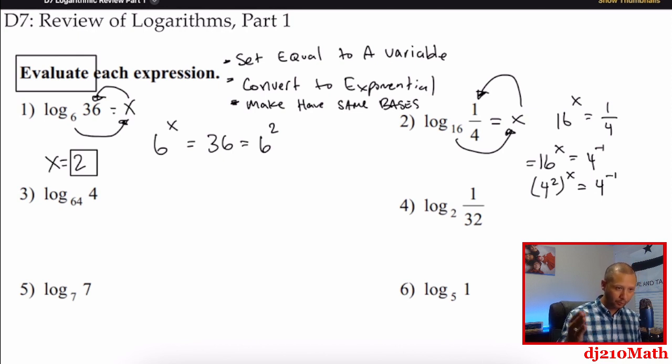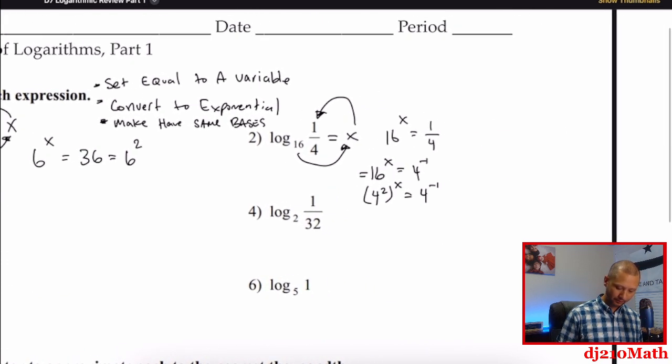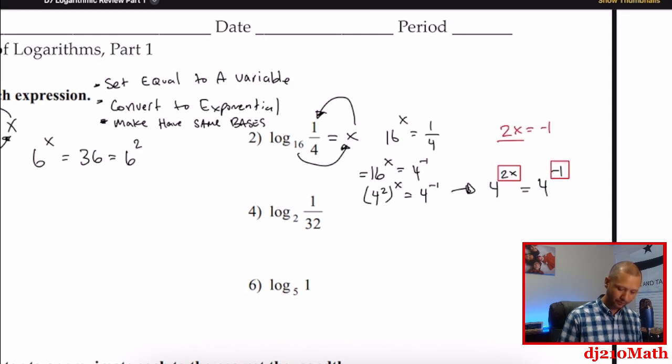When you have a power raised to a power, you multiply. So this means 2 times x is 2x. All right, in a sense, we don't care about the bases any longer because they match. So we're just going to set the exponents equal to each other. So 2x is equal to negative 1. Solving for x, we see that x is equal to negative 1/2.